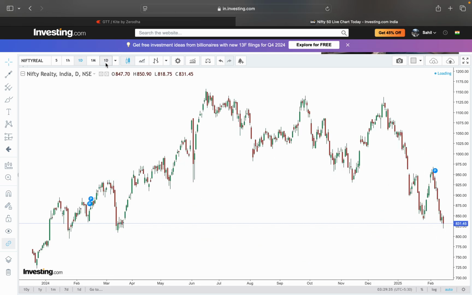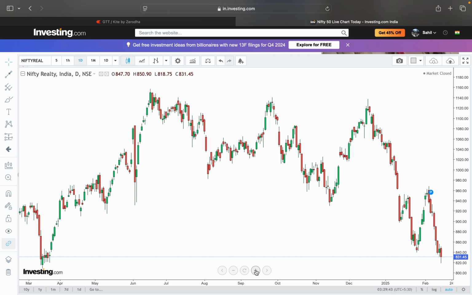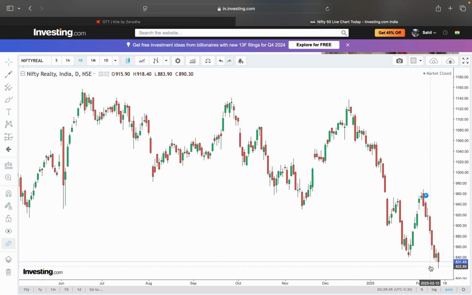I mean, if someone has invested a lot of money in Sobha, DLF, Prestige, Brigade, Godrej Properties, etc., they would be seeing some trouble. And on the daily time frame, you would hope that there was some reversal, but still there is absolutely no sign. It's not even given a very strong bullish reversal candle on the daily.